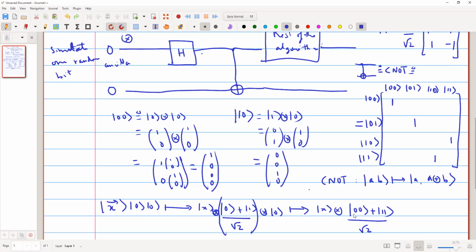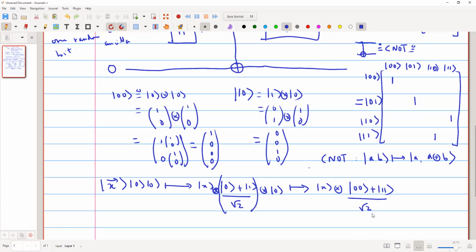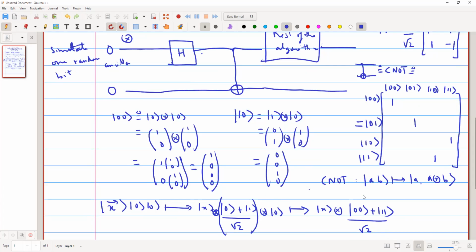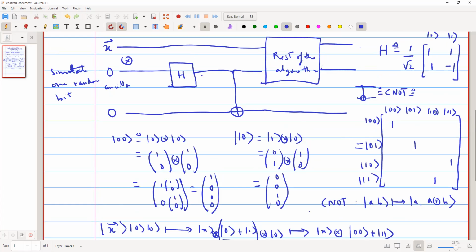You can already see that this is a familiar state. This is my EPR pair, the example of the entangled state which I had given a few lectures back. So I land up with this, and then the prescription says that after this, rest of the algorithm.